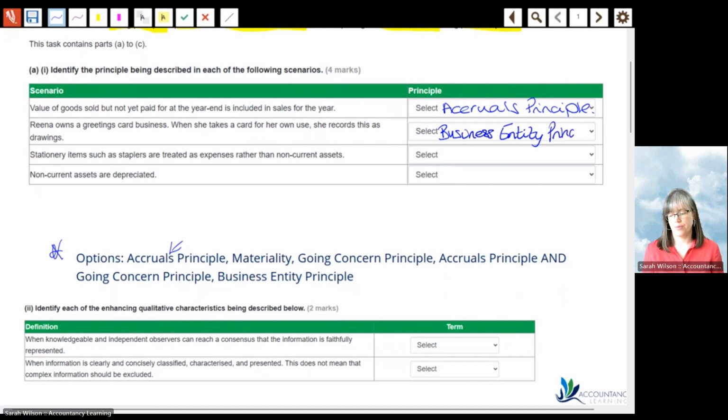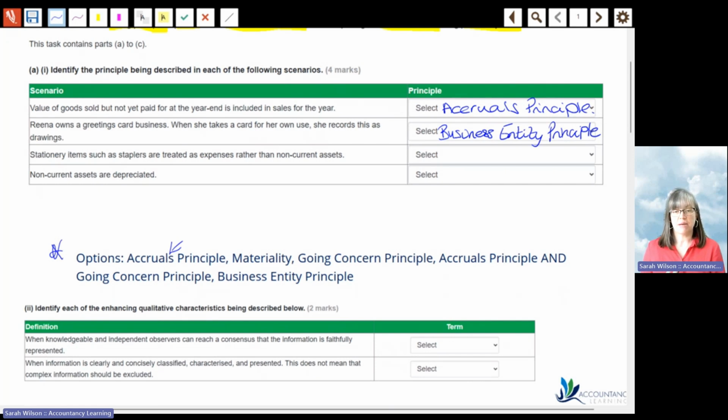Principle. And what that means is that the business is an entity in its own right. So anything that the owner does still needs to be recorded through the business. So anything put in will be recorded as capital, anything taken out would be recorded as drawings.